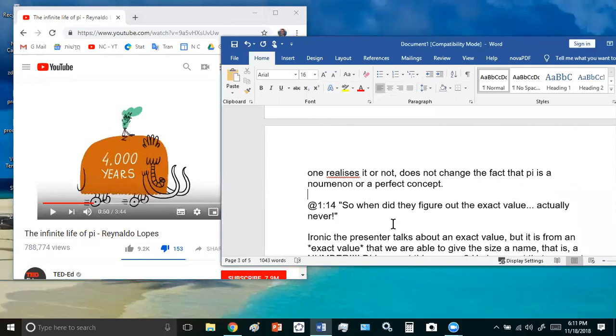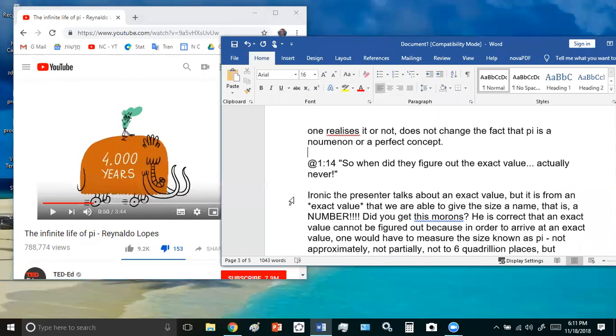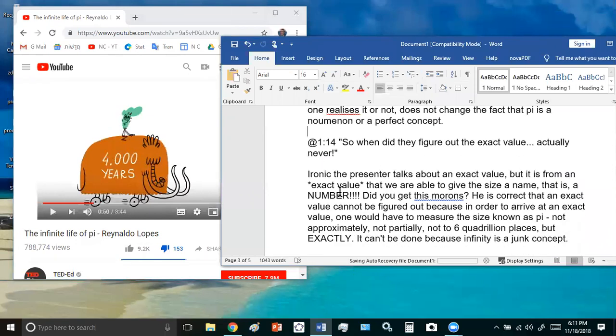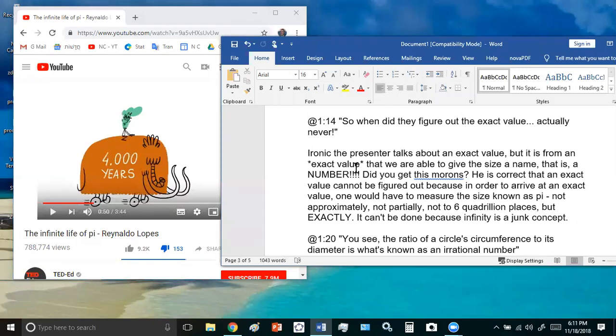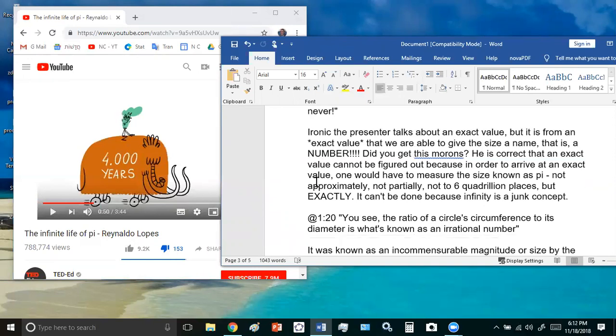So the next comment says, so when did they figure out the exact value? Actually, never. Ironically, the presenter talks about an exact value, but it is from an exact value that we are able to give the size or the magnitude a name, that is, a number. Did you get this?